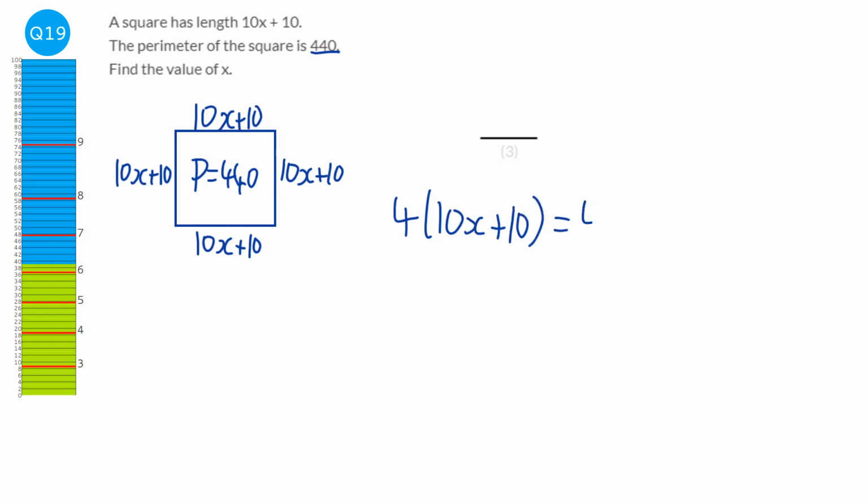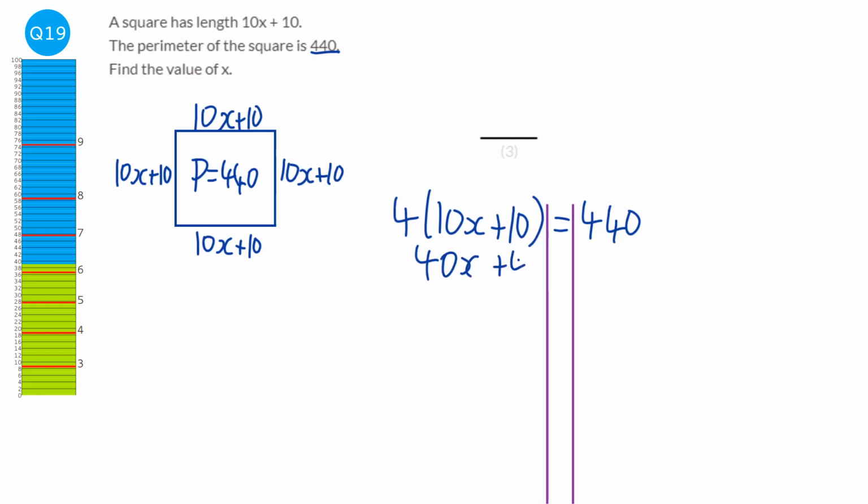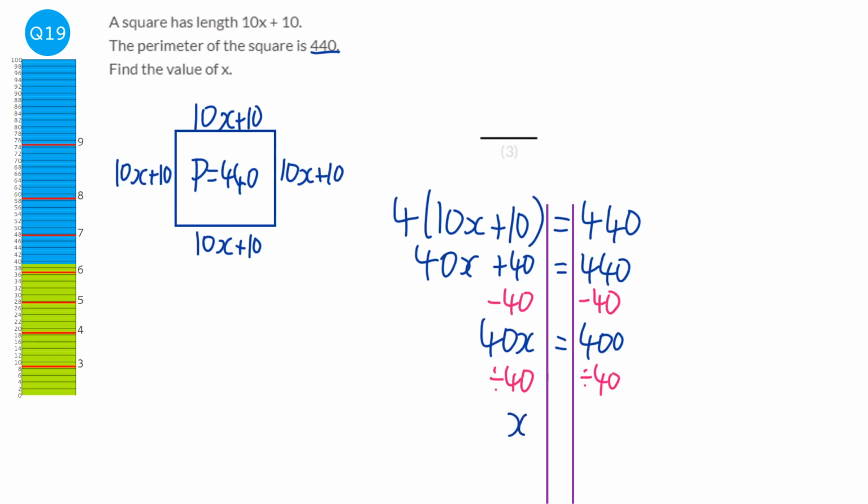But we also know that that is going to be 440 because we're told in the question that the perimeter is 440. So put our lines in because we're going to solve, and we're just going to start by expanding the brackets. So that'll be 40x plus 40 equals 440. Then we're going to get rid of the plus 40 first, so take away 40 both sides. And so that'll be 40x equals 400. And then we get rid of the 40 before the x, so we divide both sides by 40. And we've got x equals 10. So our answer is 10.